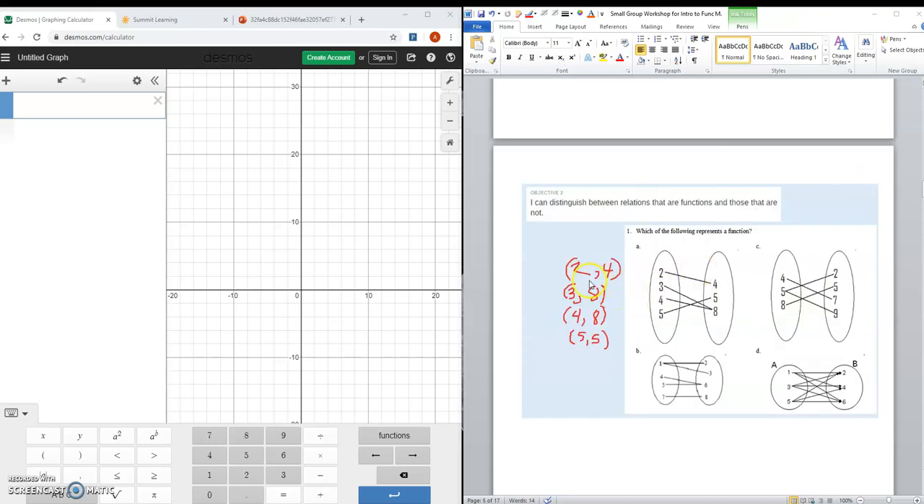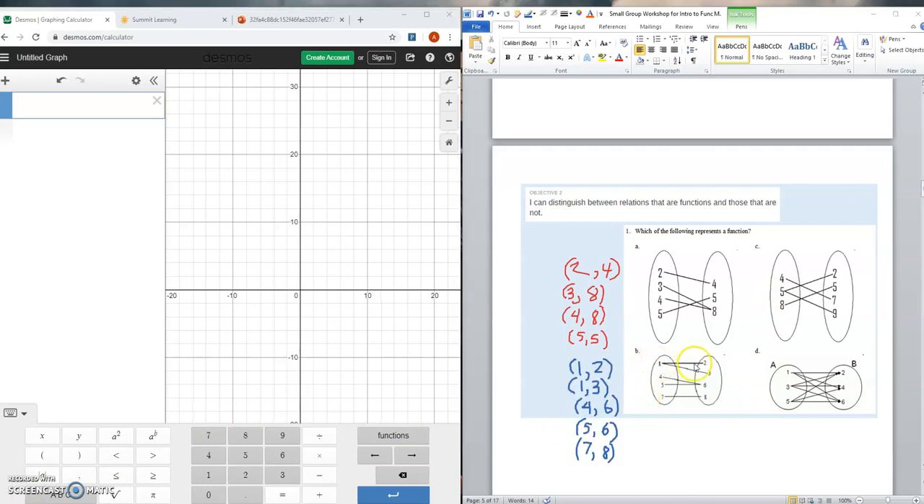This is what I'm talking about. So (2, 4) is there, (3, 8), (4, 8), and then (5, 5). If you notice, the x here is not repeating, so therefore that is a function. But I want us all to generate all the ordered pairs on this one so we can examine. For letter B, I have (1, 2), (1, 3), (4, 6), (5, 6), (7, 8). Notice that here 1 is repeating, so that tells us that this is not a function.